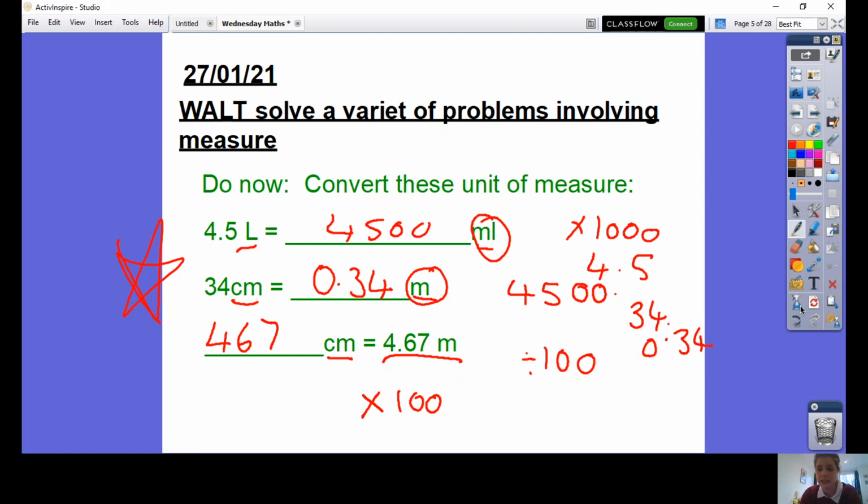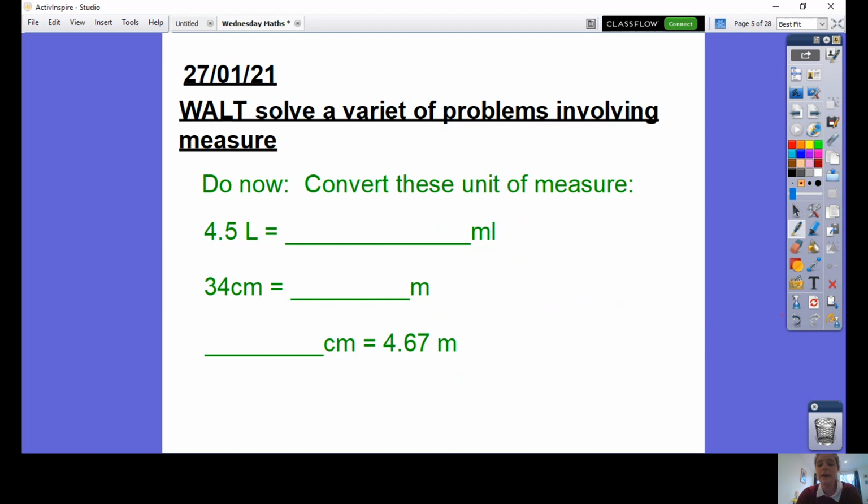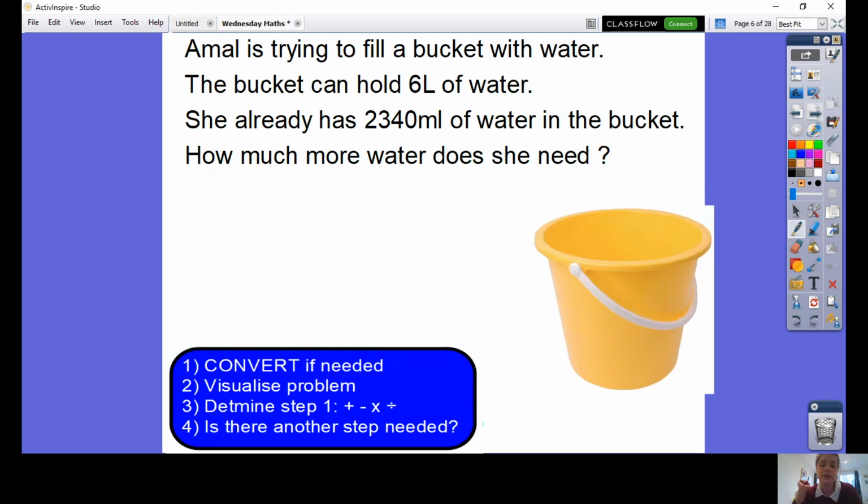Okay, we've done 2 lessons on these conversions, so you should be feeling confident with them if you've been following my steps to success. Today, we're going to be combining that knowledge with our problem-solving knowledge in order to answer a series of questions. We're going to do some questions together, and then there'll be questions for you to do.